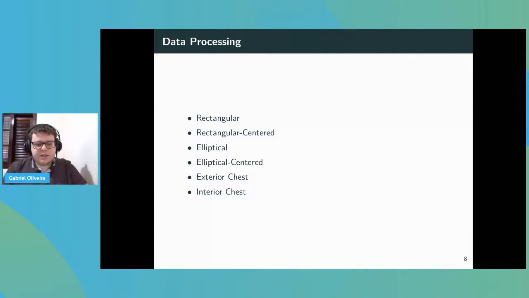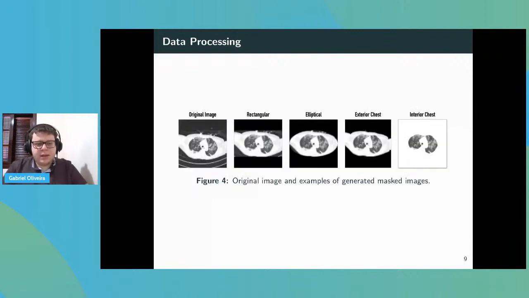And we also have the exterior chest, which is only applying the exterior mask on the original image, and the interior chest, which is the application of the interior mask in the original image. So here we can see these preprocessing techniques. The first one is the original image. Then we have the rectangular preprocessing technique, elliptical preprocessing technique, exterior chest, and interior chest. In the case of interior chest, in the background we put all the pixels as white pixels.